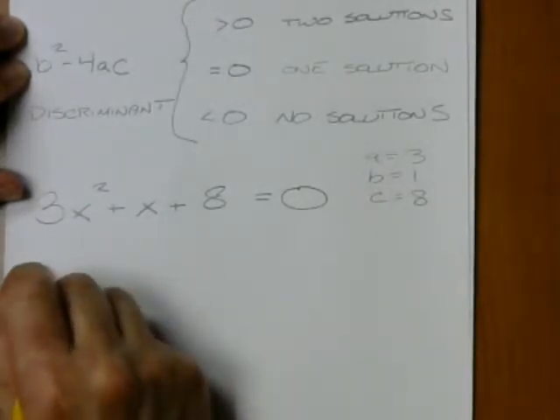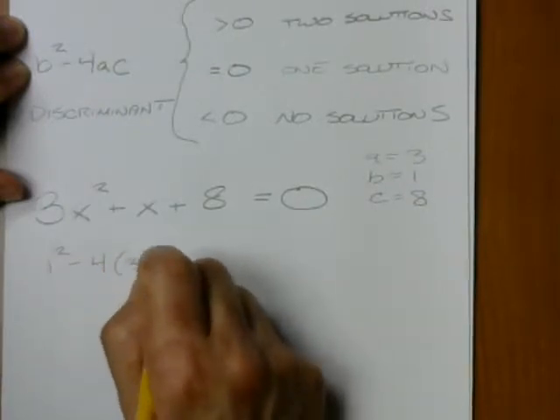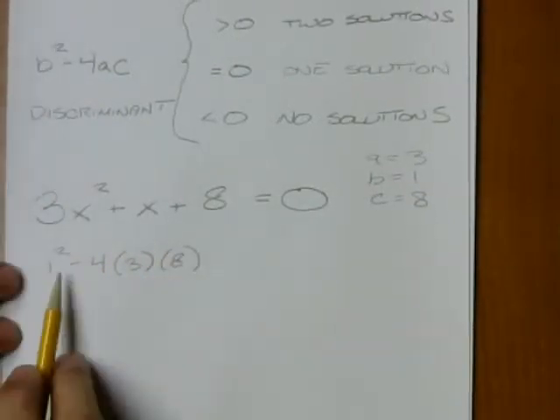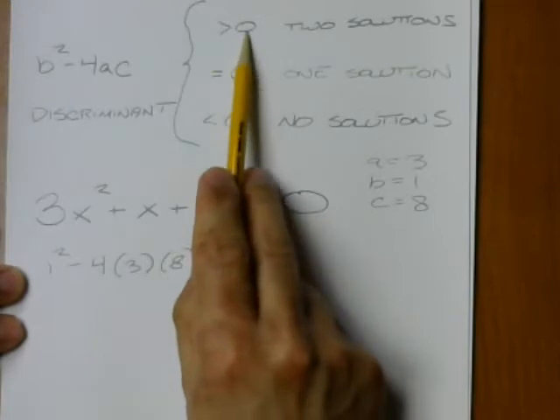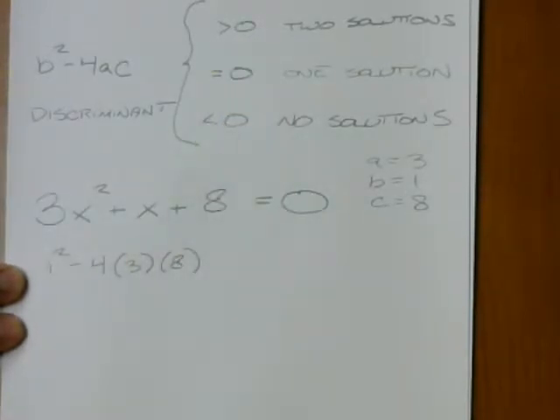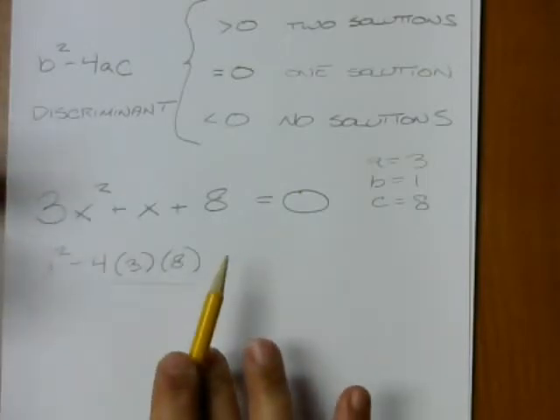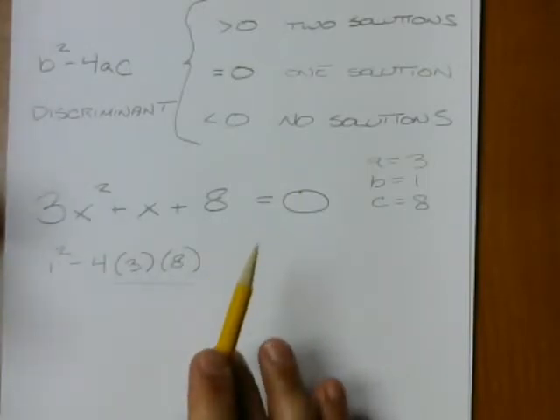So if I take b squared minus 4ac, is this going to be greater than 0, equal to 0, or less than 0? Well, this is 1 minus a pretty large positive number, so this is definitely less than 0. So this definitely has no solutions. So I would know right off the bat, before having to do any other work, that this has no solutions.